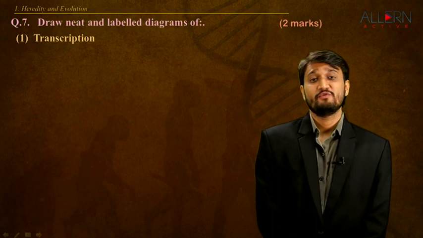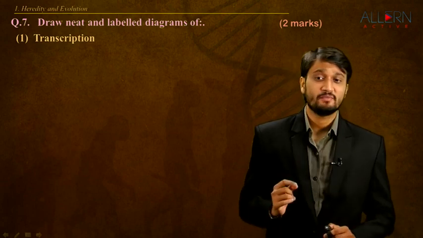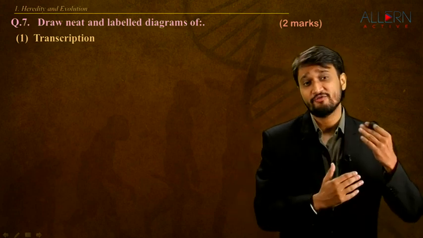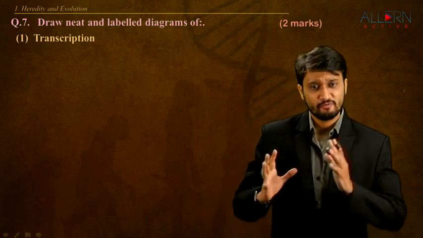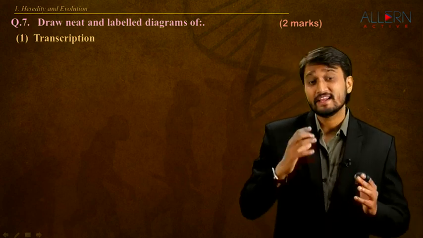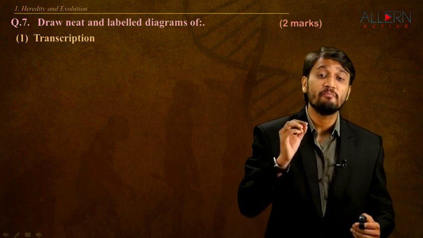For our next question, we need to draw diagrams and label them neatly. So the first one of them is of transcription. Now we already know transcription is the production of mRNA with the help of DNA. A few things before we have a look at the diagram we need to know. DNA is double stranded, RNA is single stranded, and the enzyme that is important in the production of RNA is going to be RNA polymerase.